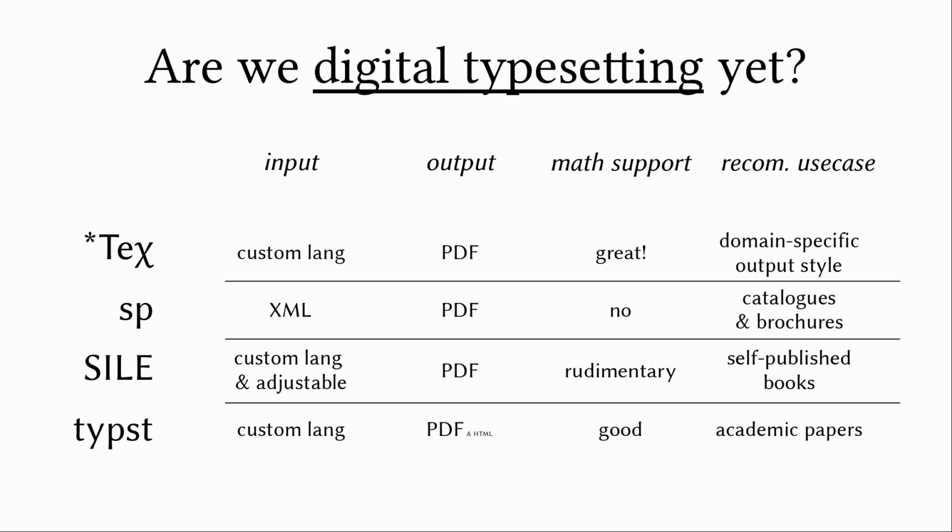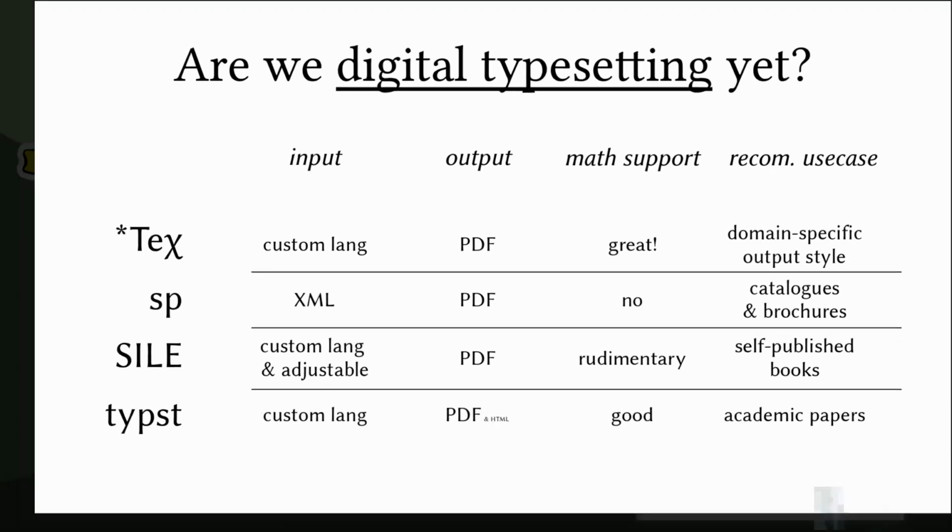Then we have speedata Publisher. The input is XML, great. XML is really easy to convey, easy to understand, nice. The output is PDF, and math support is not available, just like footnotes, sadly. It works great for catalogs or brochures. These are typical media where you don't need math formulas in there. So this works for this use case.